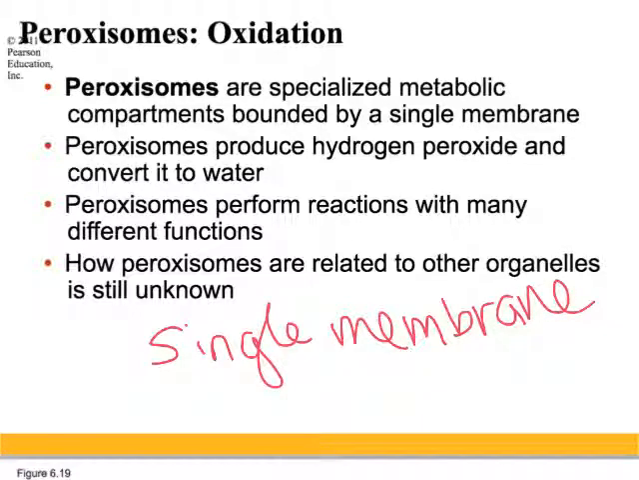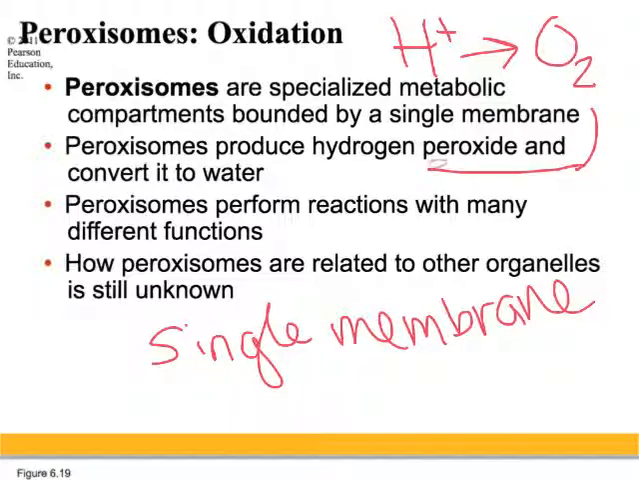So they don't have a single membrane, and peroxisomes contain enzymes that are going to remove hydrogen atoms from different substrates, and they will transfer them to oxygen. And this makes hydrogen peroxide, which is H2O2. And that's how it gets its name of peroxisomes, from the peroxide it makes. So there's lots of different functions to why we need peroxisomes.